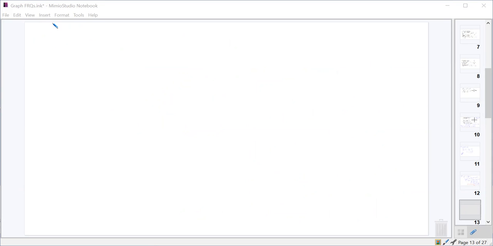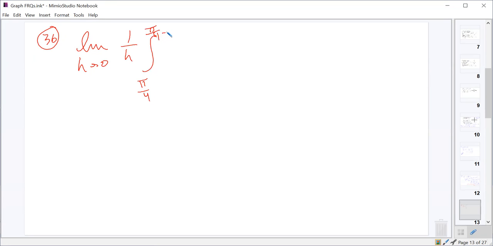Next one is 36. 36 is kind of an annoying one. We got the limit as h approaches 0 of 1 over h times the integral from pi over 4 to pi over 4 plus h of sine of x over x dx. And so we're going to try and find a little bit better way to write this thing.